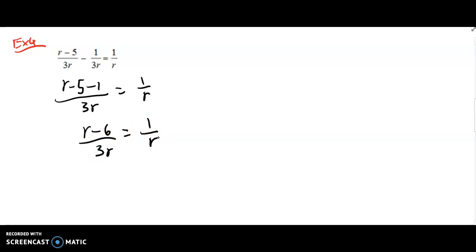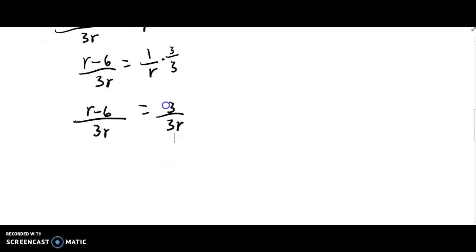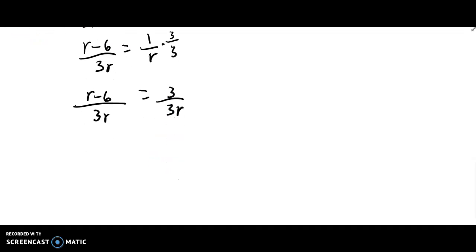Great. So really your first move is to try to get it down to one fraction on each side. So I have 3r on the first one, just a single r on the second one. So if I multiply this by 3 over 3, then they'll be matching. Denominators are the same, therefore numerators are also the same. So I have r minus 6 equals 3, add 6, and r is 9. All right, let's look at another one.